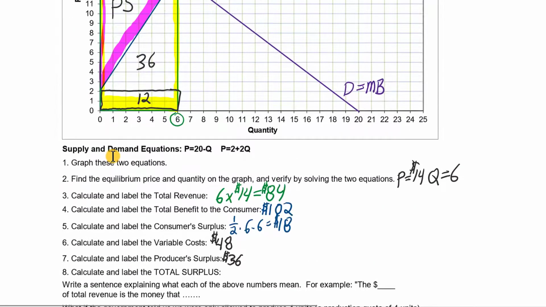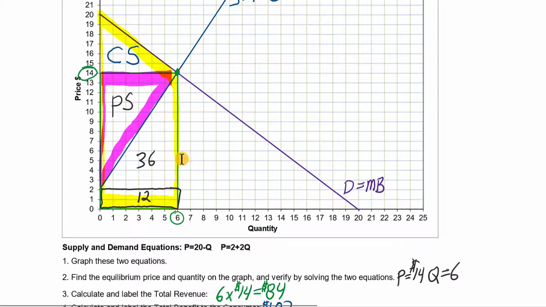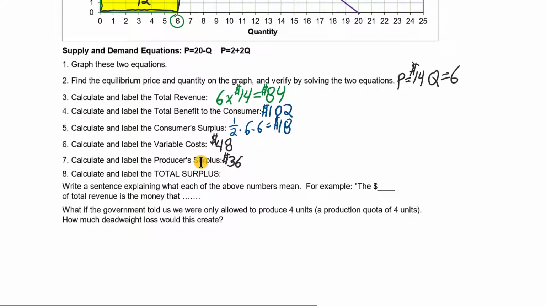And that producer surplus means the total revenue that they take in, the entire green triangle, minus their variable costs. So it's how much a producer has left over after they pay their variable costs, but before they've paid their fixed costs, things like rent. Now, total surplus is just the producer surplus plus the consumer surplus.